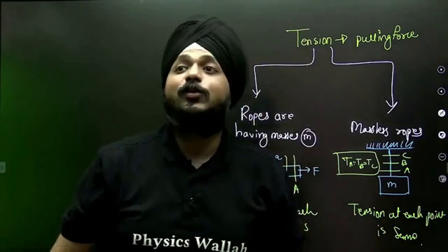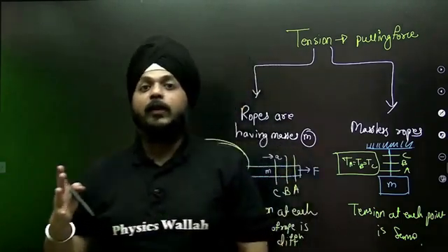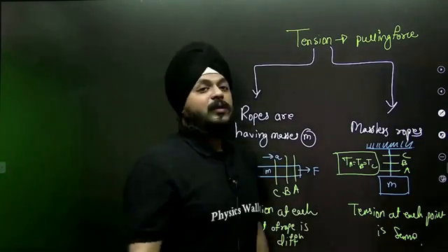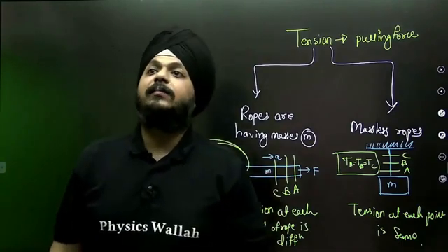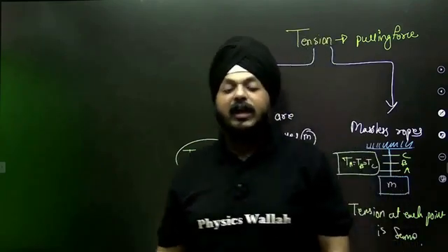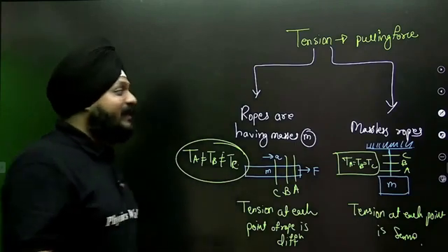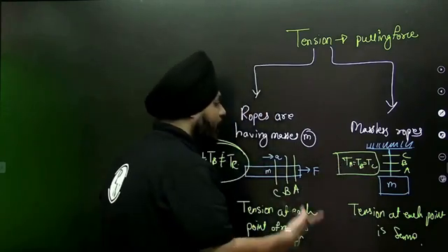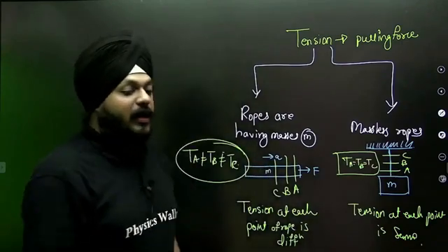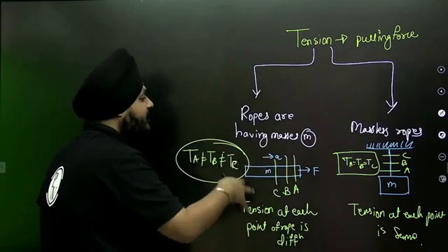So for that reason, in pulley problems, it is always mentioned: all pulleys are massless and frictionless. All strings are massless and frictionless. All of these things are massless and frictionless. Why do they consider everything massless and frictionless? Because tension at each point of the rope, string or chain is equal. Similarly, in this case, tension at each point of the rope is not equal. Why? It has mass m.